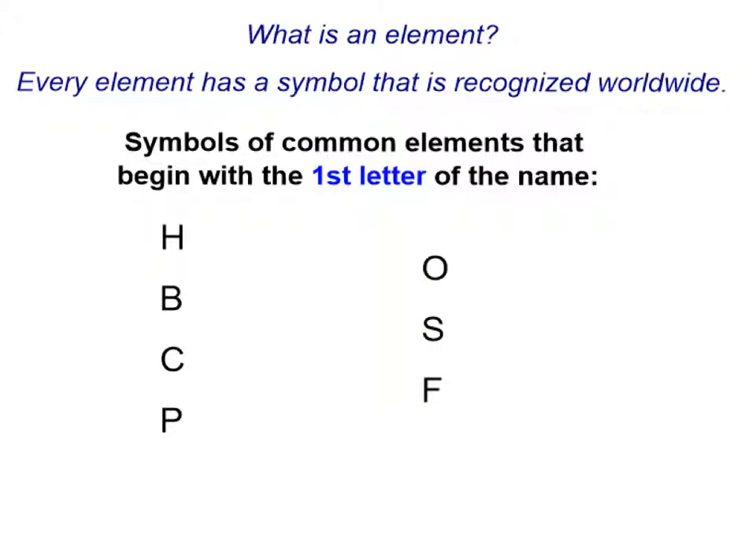Do you remember what an element is? It's a substance with atoms that are all alike. It's made of only one kind of atom, and every element has a symbol that is recognized worldwide. And we're really lucky because these happen to be in our alphabet, these symbols. We're going to look first at symbols of common elements that begin with only the first letter of the name.